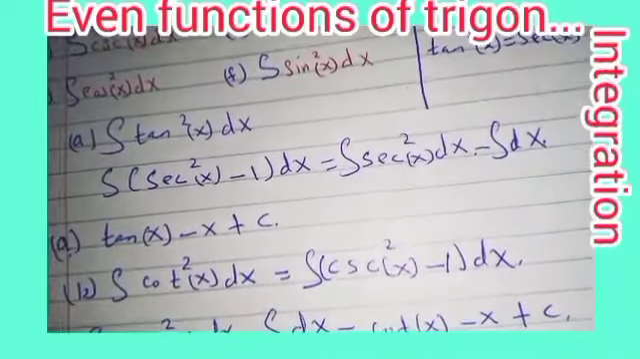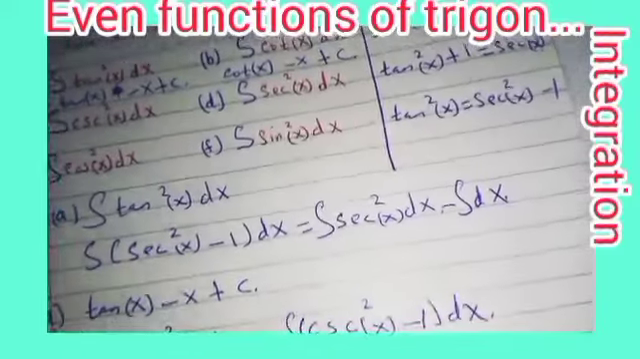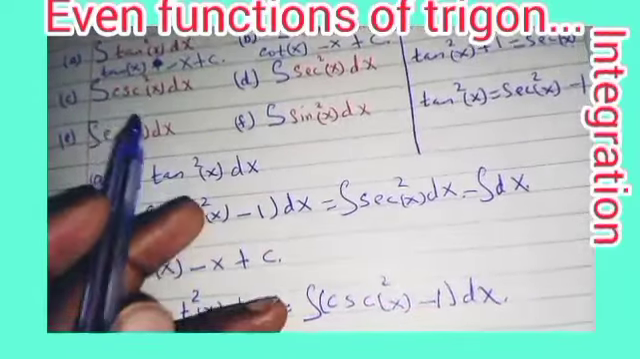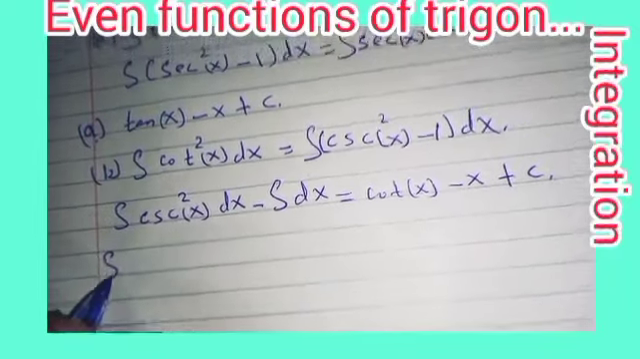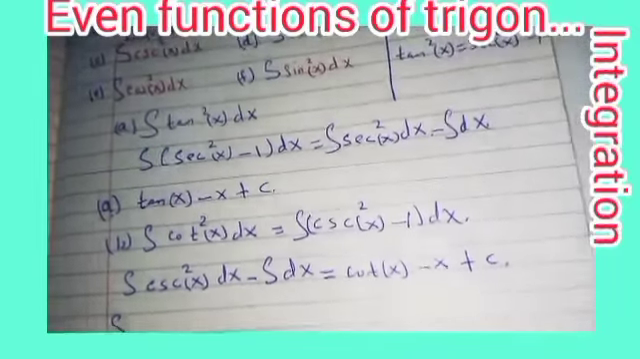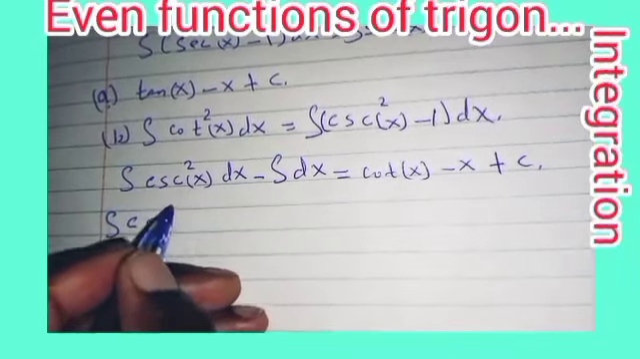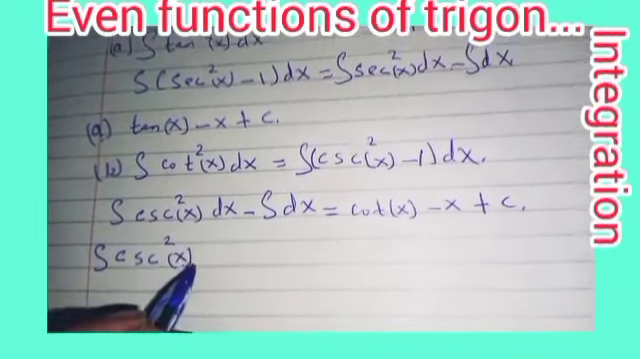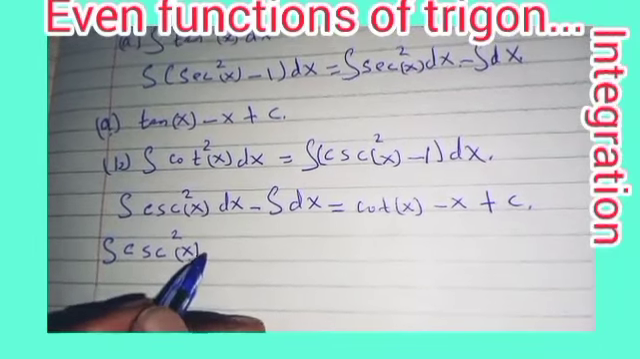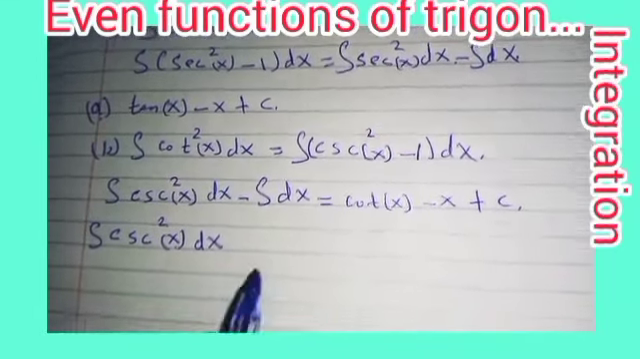Now we go to part C. Part C, we are integrating cosec squared x with respect to dx. So how do we do this?